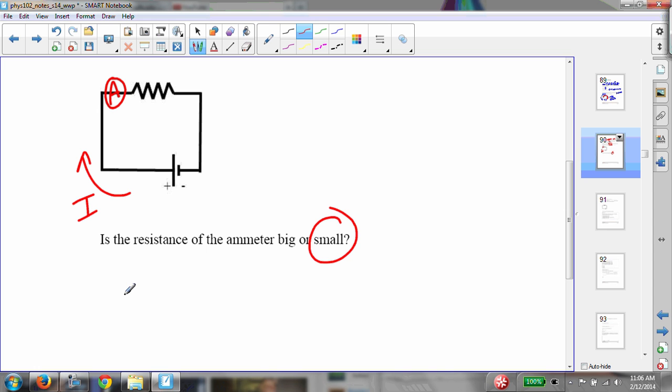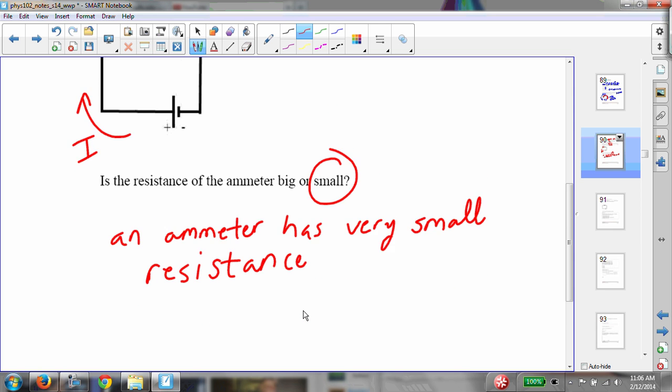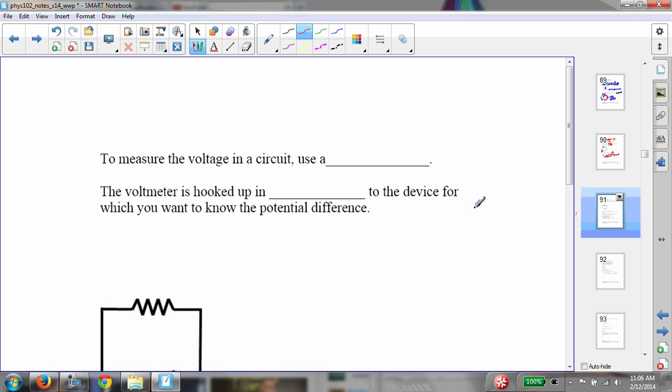Okay, so an ammeter has a very small resistance. It hardly resists the flow of electricity at all. So in that way, it doesn't impact the circuit when you place the ammeter in series with the resistor. To measure the voltage in a circuit, use something called a voltmeter. As I said, you have a whole lab experiment just on ammeters and voltmeters. The voltmeter is going to be hooked up in parallel.